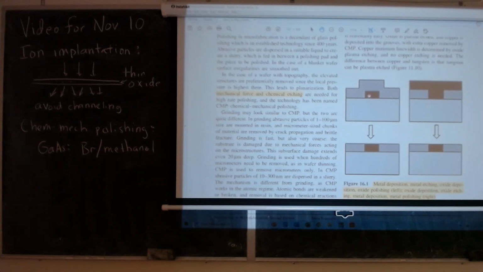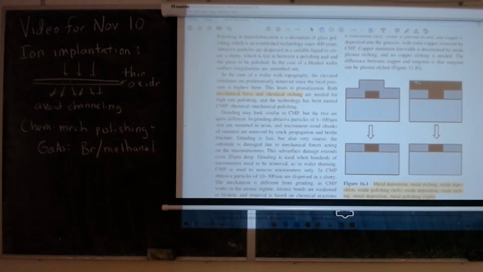Basically, when you deposit metal layers on an integrated circuit, let's just forget about what's written here and focus on what's on the left, which is, let's say you want to deposit a metal interconnect. Actually, let's use the one on the right, because that's easier to think about. Imagine you have an oxide opening here, and you want to deposit a metal interconnect in this region.